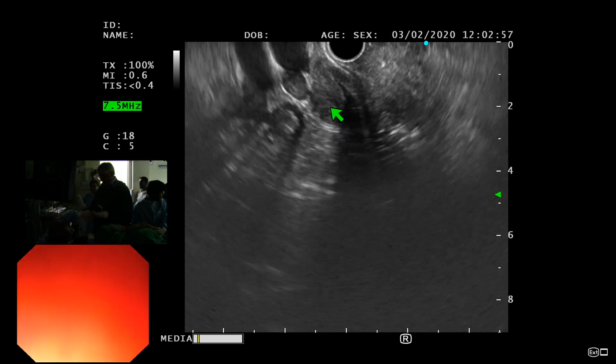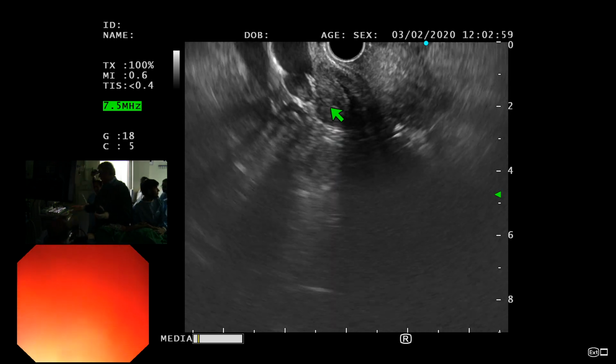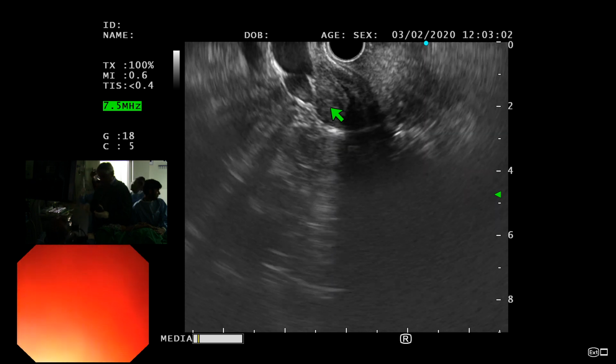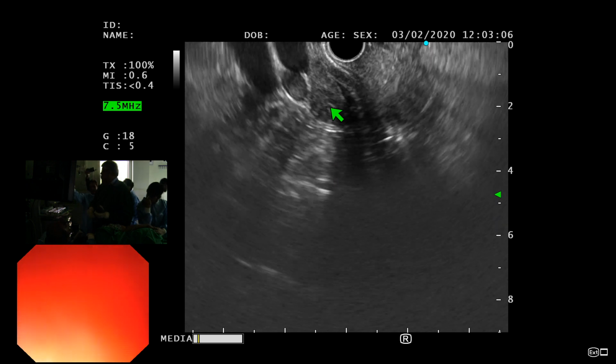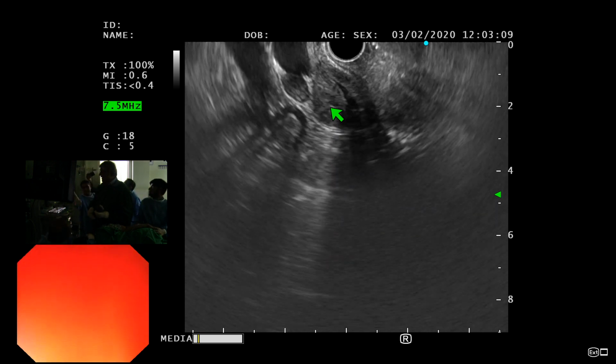So make sure you take this rubber thing out because you can't fit the biopsy needle or FNA needle.